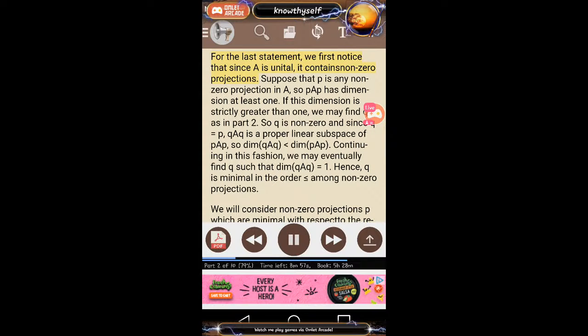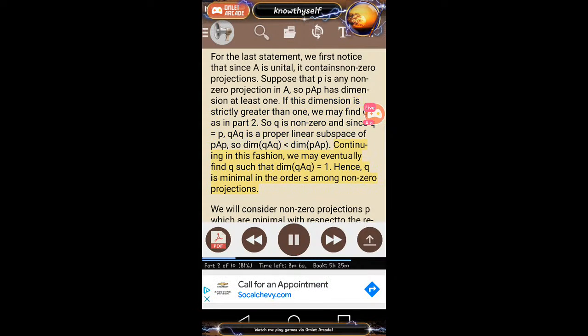For the last statement, we first notice that since A is unital, it contains non-zero projections. Suppose that p is any non-zero projection in A, so pAp has dimension at least 1. If this dimension is strictly greater than 1, we may find q as in part 2. So q is non-zero, and since q is not equal to p, qAq is a proper linear subspace of pAp, so dim qAq is less than dim pAp. Continuing in this fashion, we may eventually find q such that dim qAq equals 1. Hence, q is minimal in the order less than or equal to among non-zero projections.